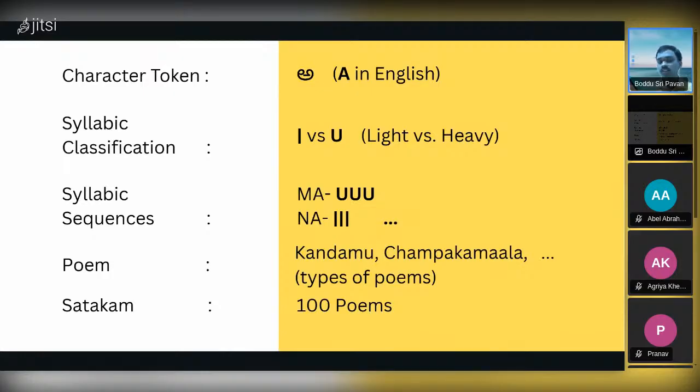After the poem, we have Satakam. Sata means 100. 100 similar poems combined form the Satakam. If we try to summarize the entire slide, first we have the basic unit, the alphabet, which is the character token. The character token is classified into either lightweight or heavyweight. Groups of lightweight and heavyweight together form syllabic sequences. Syllabic sequences with some language-based constraints form poems. 100 such poems form Satakam.